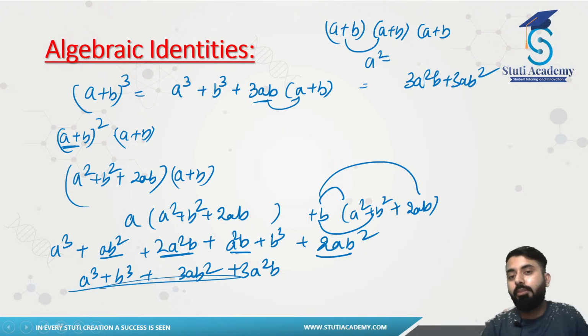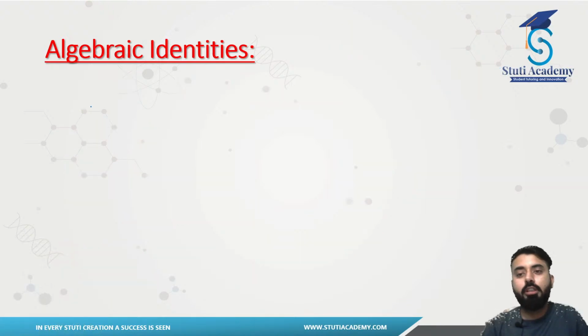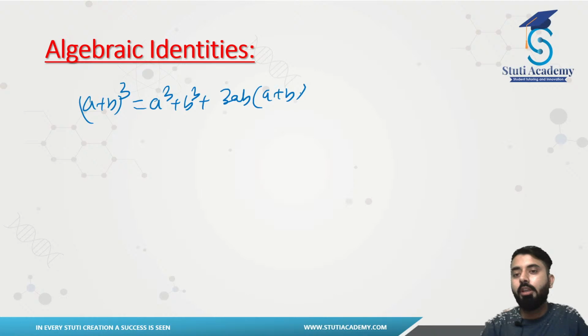So (a plus b) whole cube is this one, a cube plus b cube plus 3ab into (a plus b). If you have b negative here, then this b cube will be negative, this sign will be negative, and this ab will also be negative. Similarly, if you have a negative, then a cube will be negative, 3ab itself will be negative, and there will be minus (a plus b). So that is the whole identity here. Now we have one more identity: a cube plus b cube plus c cube minus 3abc, that is equal to what?